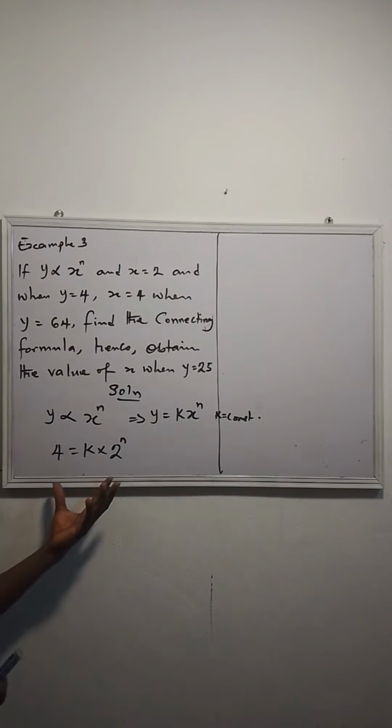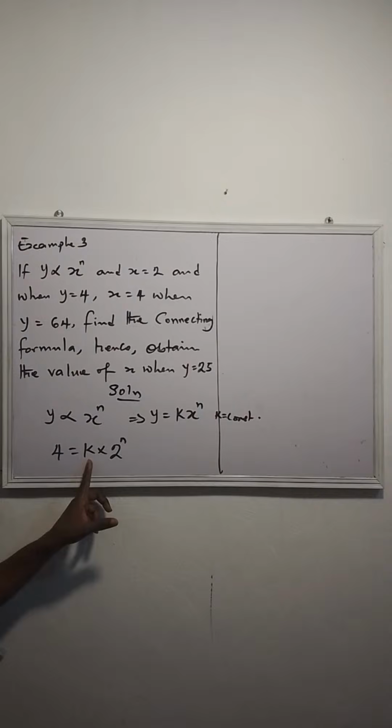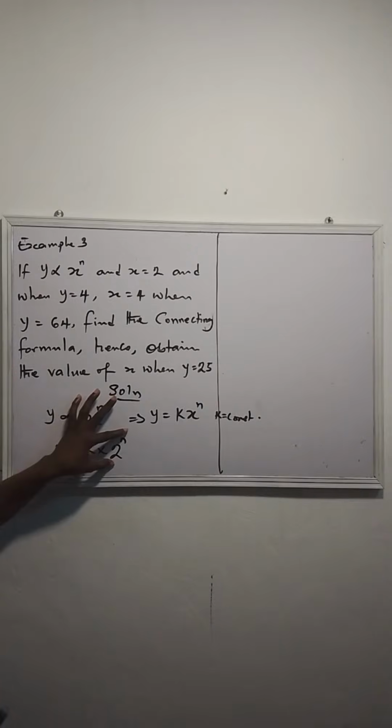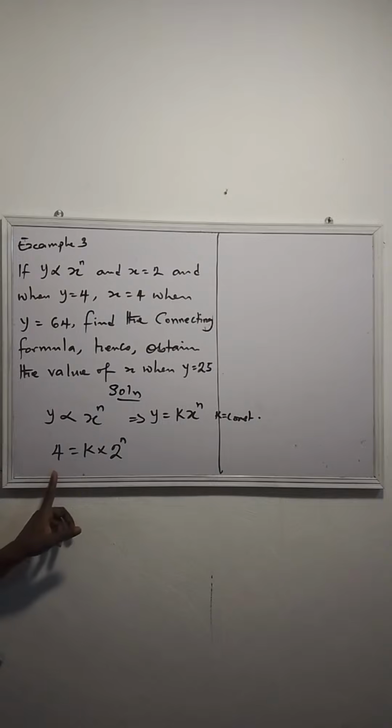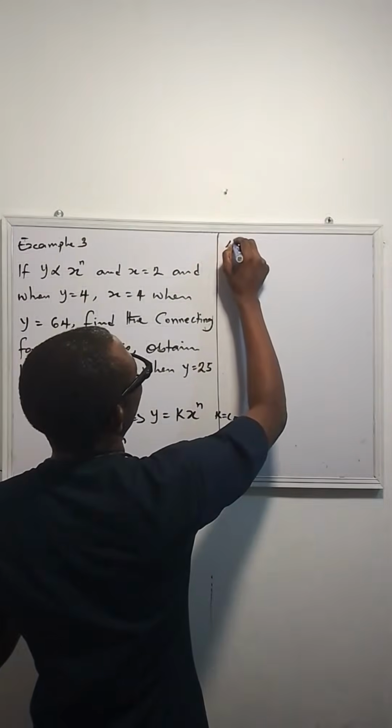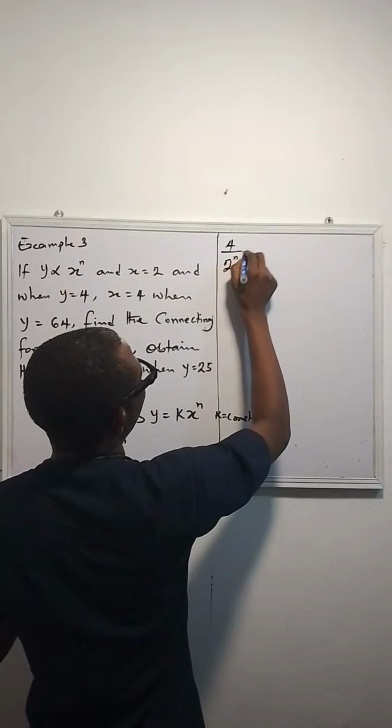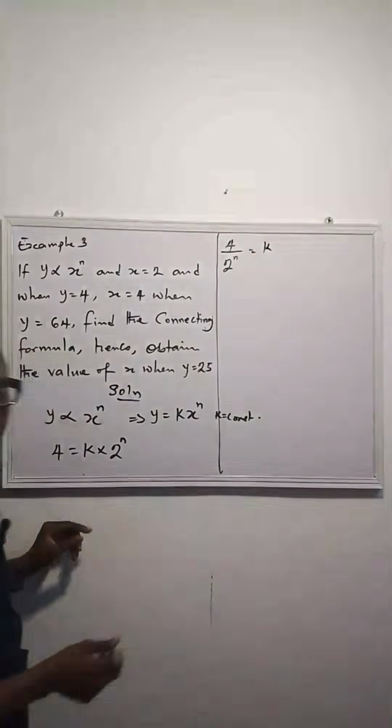Okay. So what is the next thing? Because we are looking for k, we divide both sides by the coefficient of k. That is 2 raised to the power of n. So we divide both sides by 2 raised to the power of n. So that means this 2 raised to the power of n comes under 4. So we'll be having 4 divided by 2 raised to the power of n equals k. Hope you get that.